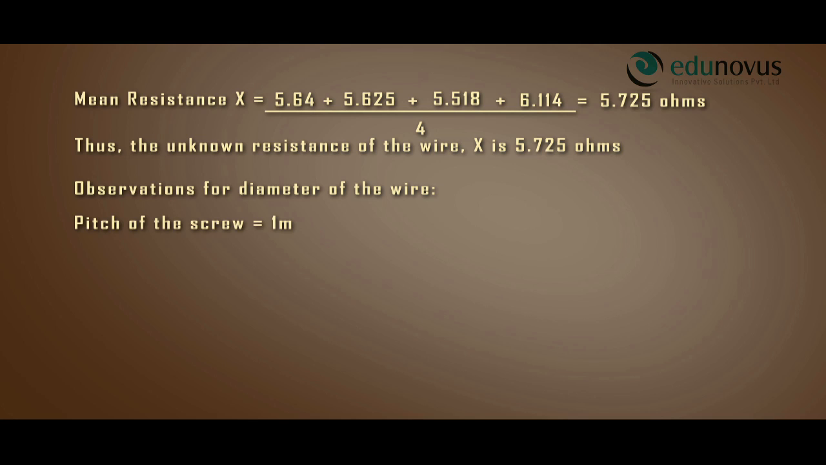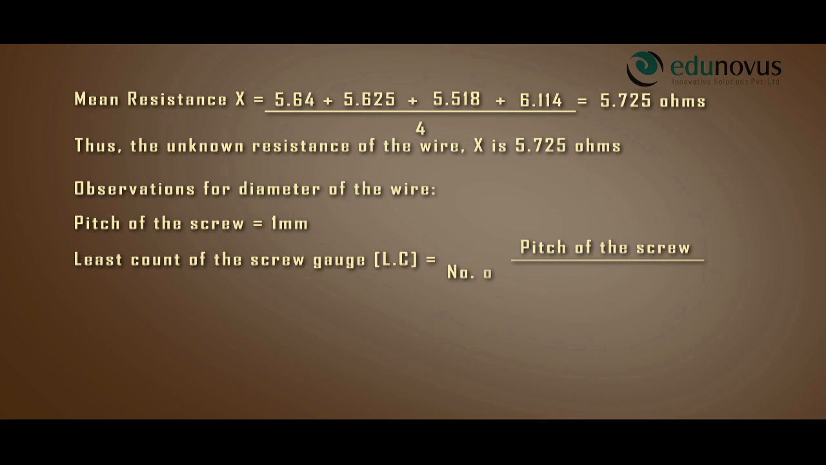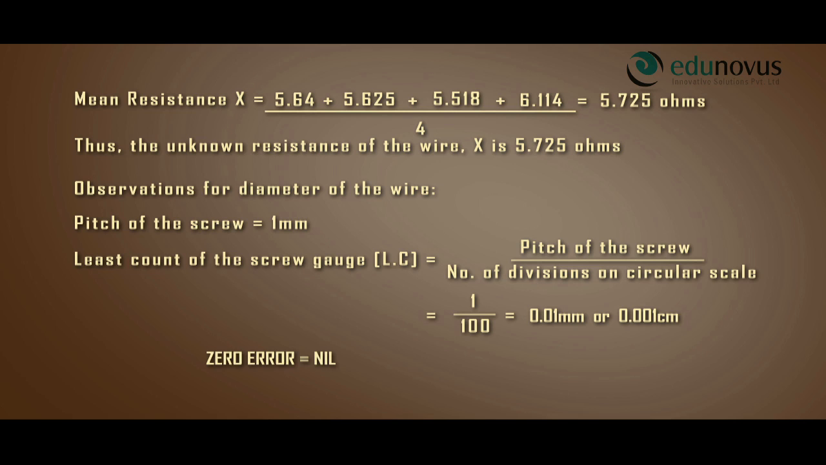Observations for diameter of the wire. Pitch of the screw is equal to 1 mm. Least count of the screw gauge, LC, is equal to pitch of the screw divided by number of divisions on the circular scale, which is 1 by 100. That is equal to 0.01 mm or 0.001 cm. Zero error is equal to nil. Zero correction C is equal to 0.